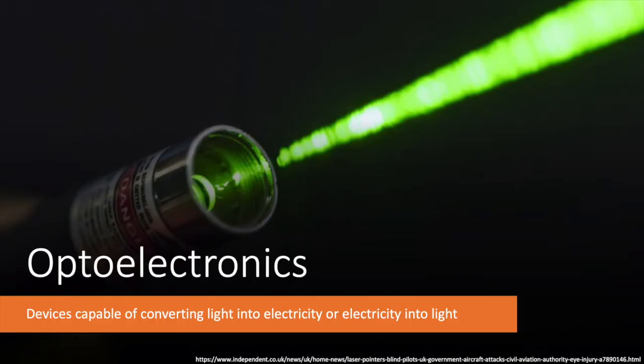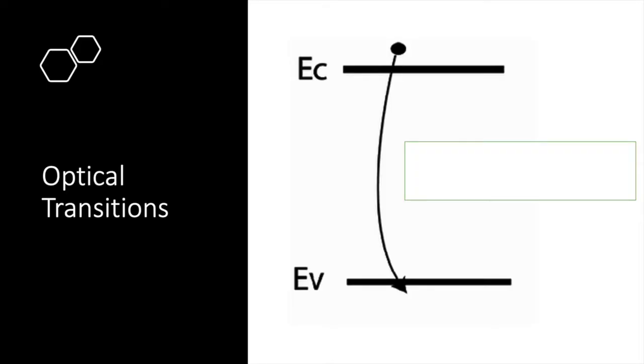Another application of semiconductors is optoelectronics. An optoelectronic device is a device that's capable of converting light into electricity or electricity into light. Earlier, when I was talking about the band gaps, you might refer to the conservation of energy and ask, well, where does this difference in energy actually go? Or where does the energy come from?